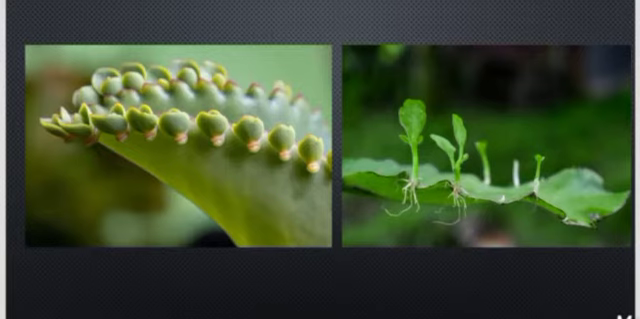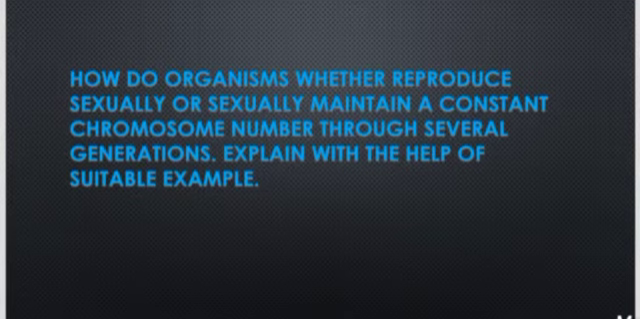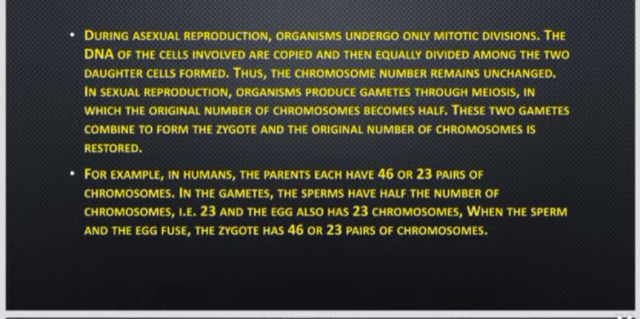How do organisms, whether they reproduce sexually or asexually, maintain a constant chromosome number through several generations? Explain with the help of a suitable example. During asexual reproduction, organisms undergo only mitotic division. The DNA of the cells involved is copied and then equally divided among the two daughter cells formed. Thus, the chromosome number remains unchanged.